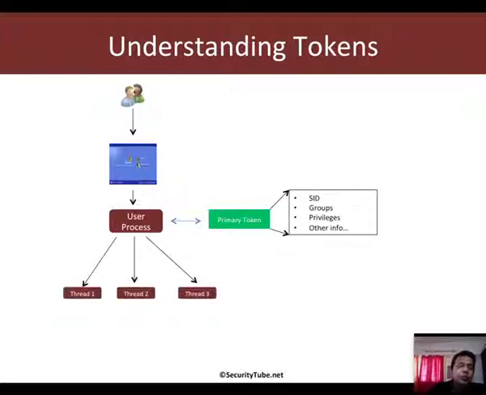Now, if the user process creates multiple threads, all of them inherit the same primary token, right? The whole idea is the system wants an easy and flexible way to pass down permission sets based on the different privilege and authorization levels of the user.